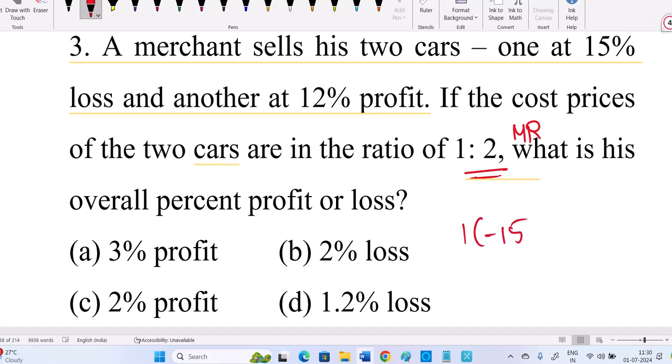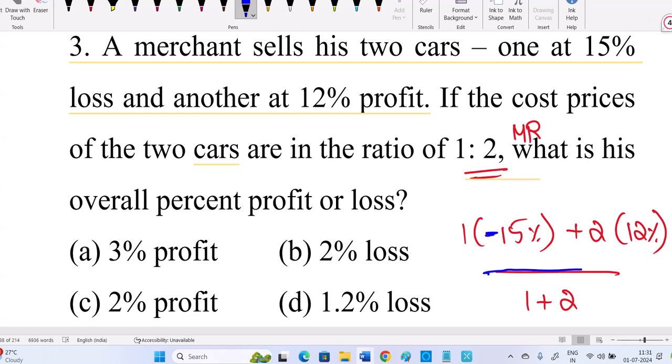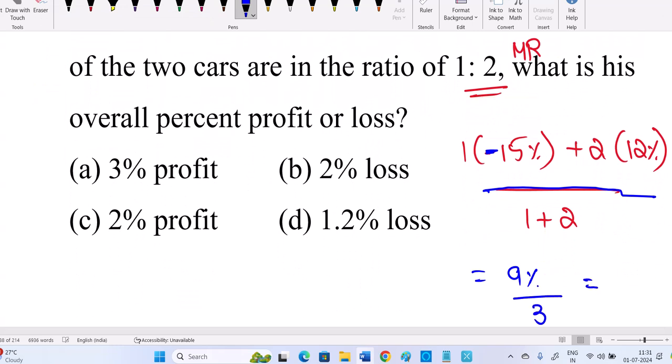1 into minus 15%. Why minus 15%? Loss. Plus 2 into 12%, divided by 1 plus 2. You need to understand properly why this minus is there. So, minus 15 plus 24, which is nothing but 9%, divided by 3 is nothing but 3%. So, 3% profit. Option A.